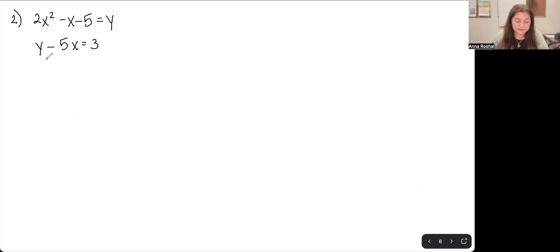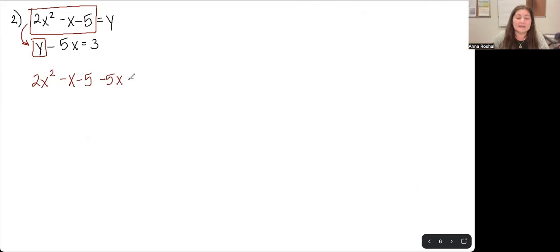Okay, so this one also said use substitution. Let me just double check. Yep, use substitution to solve. So in here, I see that this whole thing equals y. That means in my next equation, wherever I see y, I can replace one for the other. So I'm going to get started with this 2x squared minus x minus 5, and then the rest of this equation is just going to be brought in here. So minus 5x equals 3.